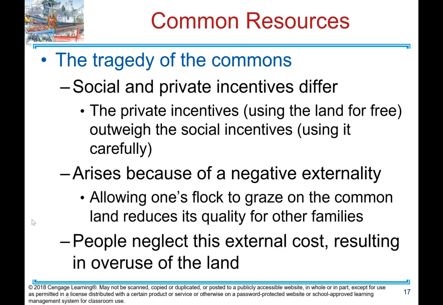Tragedy of the commons: social and private incentives differ. The private incentive, that is, using the land for free, outweighs the social incentive, which is using it carefully. The tragedy of the commons arises because of a negative externality. Allowing one's flock to graze on the common land reduces its quality for other families. People neglect this external cost, resulting in overuse of the land.